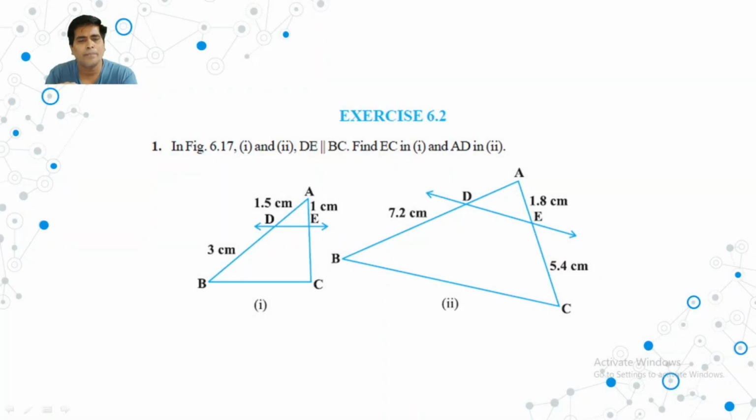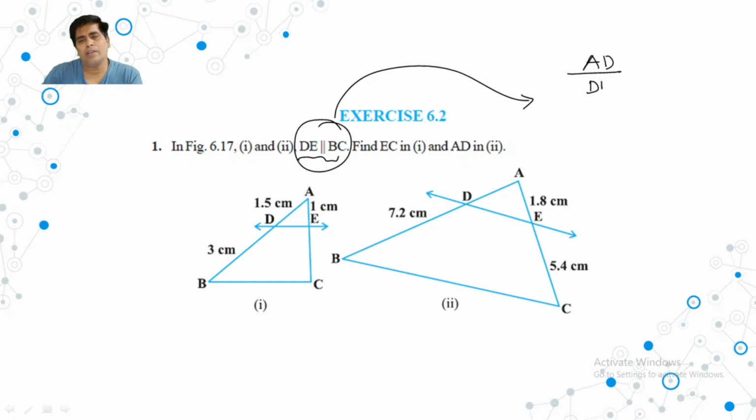6.2 question number 1. In figure 6.17, DE is parallel to BC. So he has clearly given that these are parallel lines. When these are parallel, the ratios are equal. Which ratios are equal? In the figure, AD by DB is equal to AE by EC. So these two ratios are equal. In the first question he has given AD is 1.5, DB is 3, AE is 1 and EC is how much?